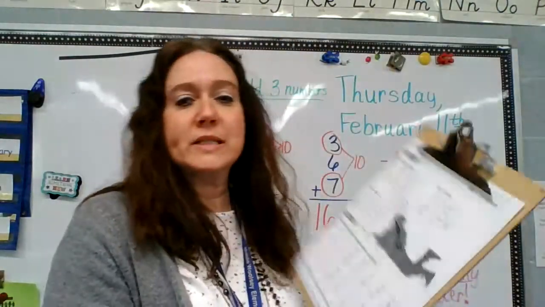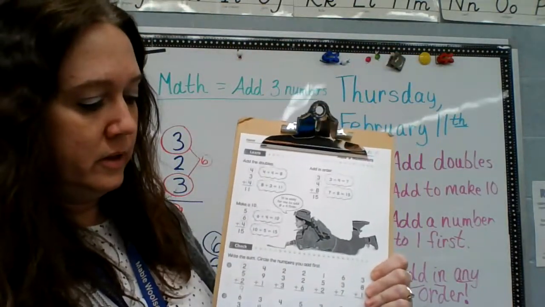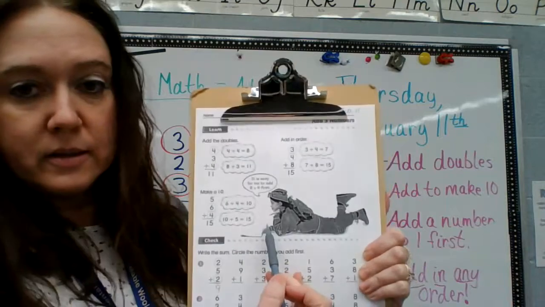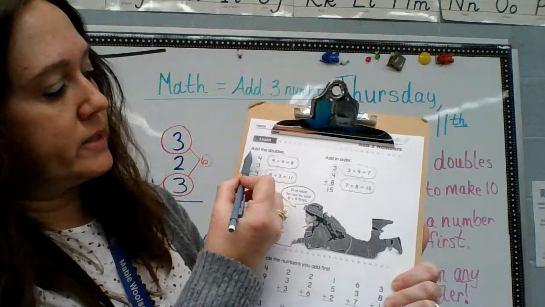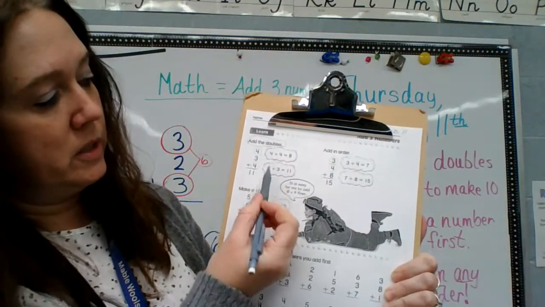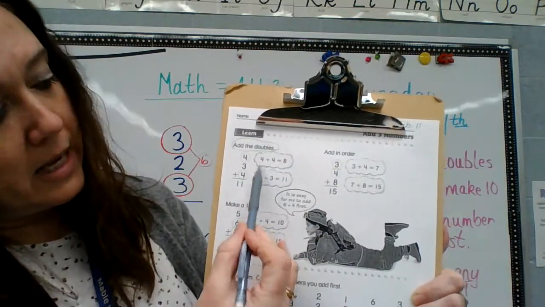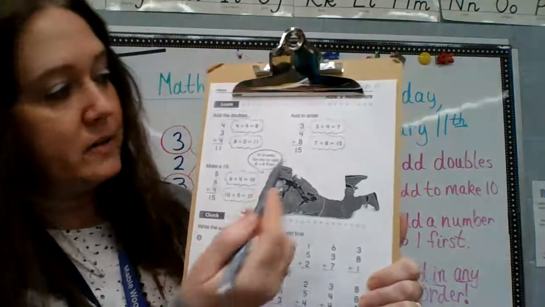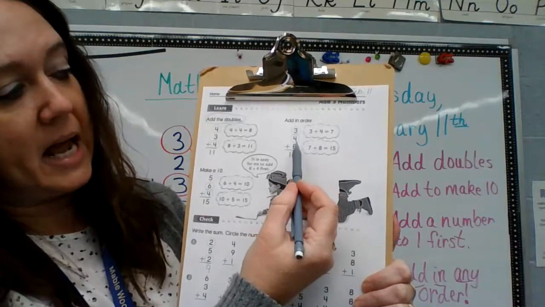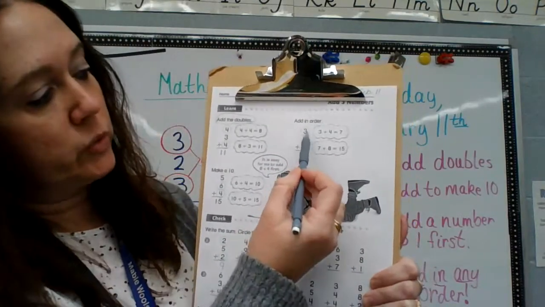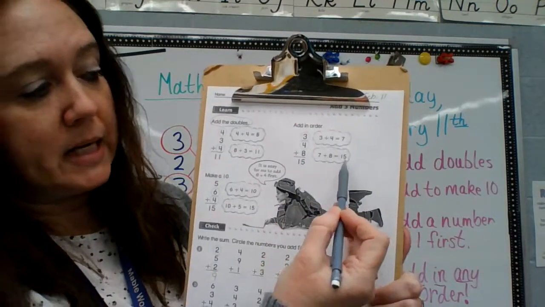Your paper has 2 sides. And it says here on the top where the girl is, maybe she's working on her math. She's laying down and working on her math. Here we said, just like I said, add doubles first. So they did 4 plus 4 equals 8. And then 8 plus 3 equals 11. This one they added in any order. They just decided to add the first 2 numbers first. 3 plus 4 is 7. Then you have to add the 8. 7 plus 8 is 15.